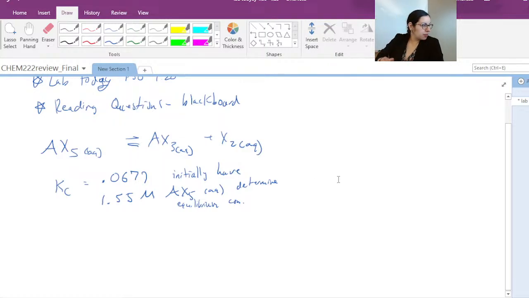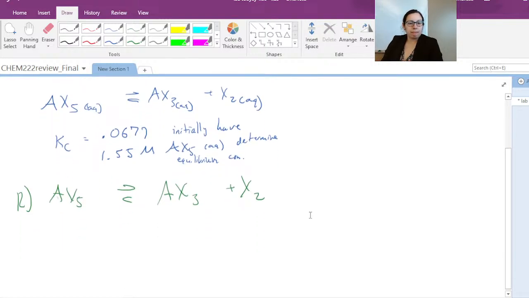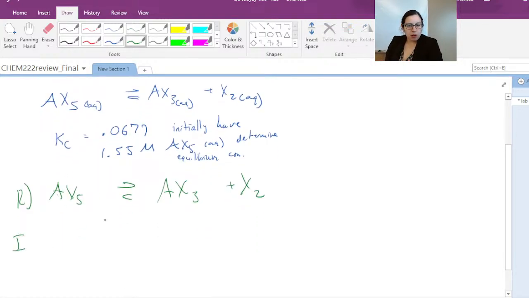All right, let's start walking through this. So what do we need to do? What's our setup? We need to start with the RICE table. So do our RICE table, and we can rewrite our reaction if we need to. And so what are our initial conditions that they gave us? We start with 1.55 moles of AX5 and 0 moles of everything else.